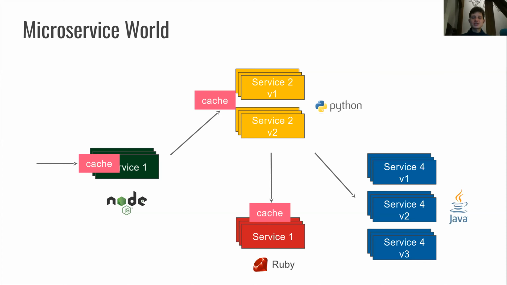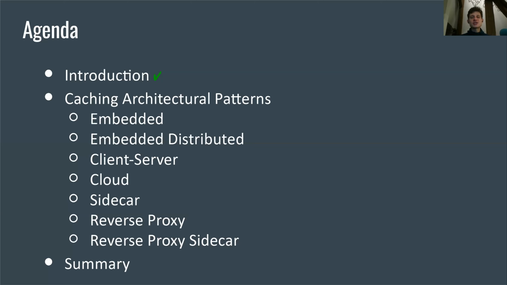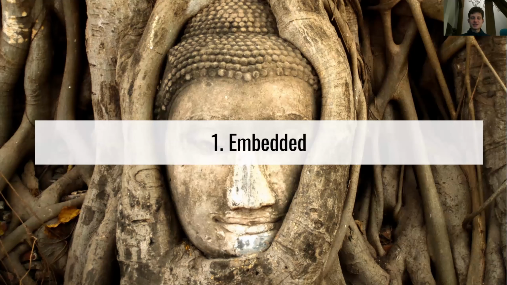Or maybe we should put cache in front of each service. And that's what this talk will be about. So the first caching topology is embedded cache. Embedded cache is the simplest thing you can imagine.